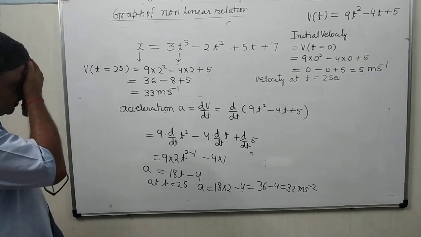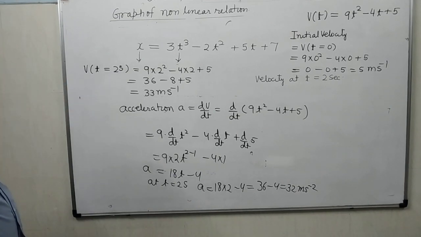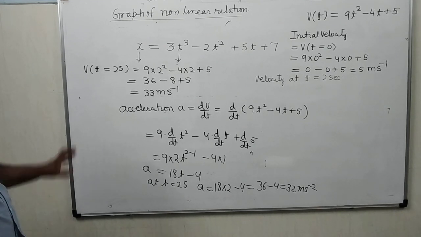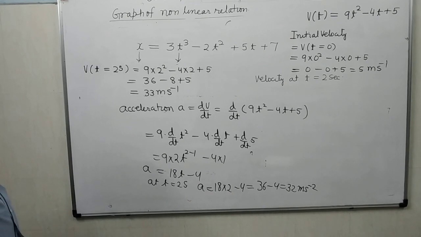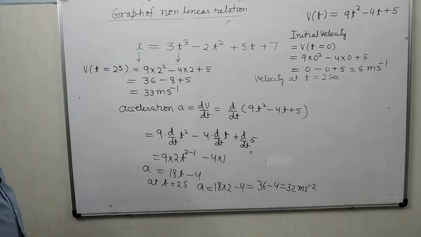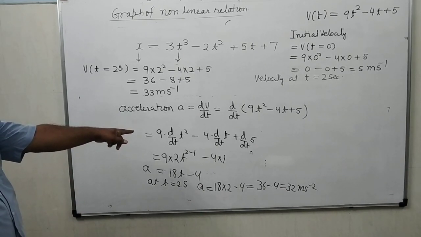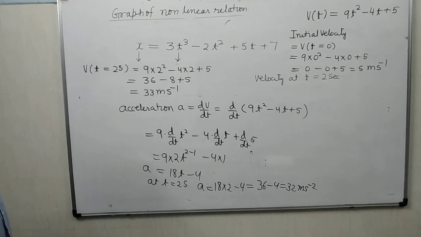How will you find the acceleration? As you know, acceleration is d by dt of v, the rate of change of velocity. It's clear? Delta v upon delta t. Here in calculus we will write it as d by dt of v. What is v? v is there, you can see. So you substitute here. Then you open the bracket and simplify. So it will be 9 into d by dt of t square minus 4 into d by dt of t plus d by dt of 5.